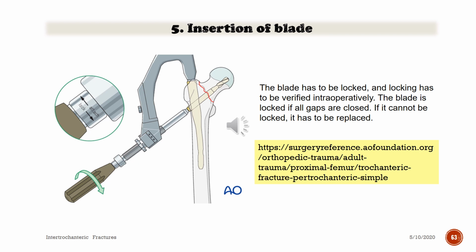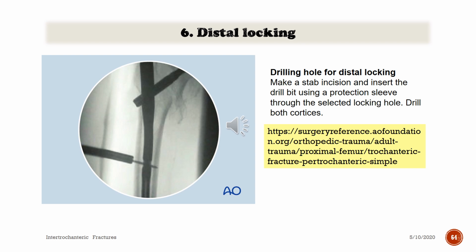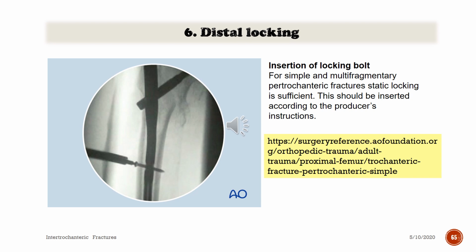Distal locking. Drilling hole for distal locking. Make a stab incision. Insert the drill bit using a protection sleeve through the selected locking hole. Drill both cortices. Insertion of a locking bolt. For simple and multifragmentary pertrochanteric fractures, static locking is sufficient. This should be inserted according to the producer's instructions.